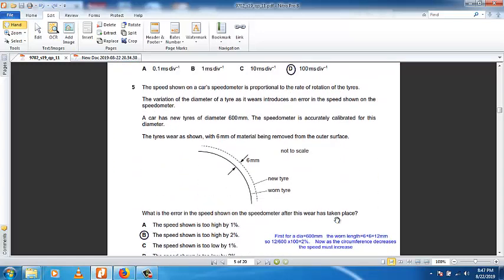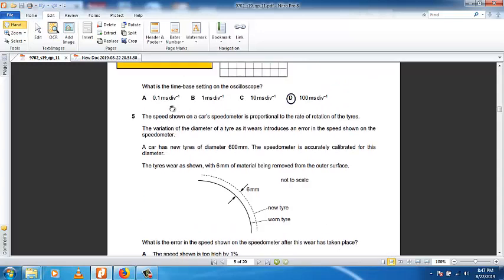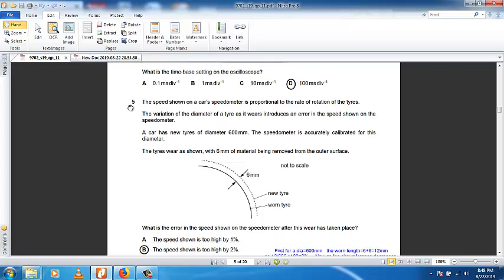For question number 5, it says that the speed shown on a car's speedometer is proportional to the rate of rotation of the tire. The variation of the diameter of a tire as it wears introduces an error in the speed shown on the speedometer. A car has a new tire of diameter 600 mm. The speedometer is accurately calibrated for this diameter. The car wears the tires as shown with 6 mm of the material being removed from the outer surface. What is the error in the speed shown on the speedometer after the wear has taken place?